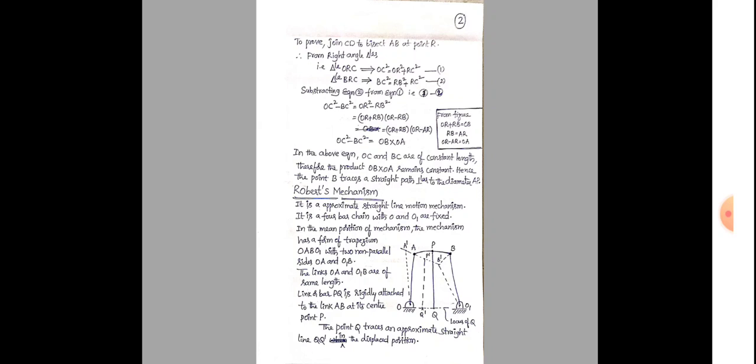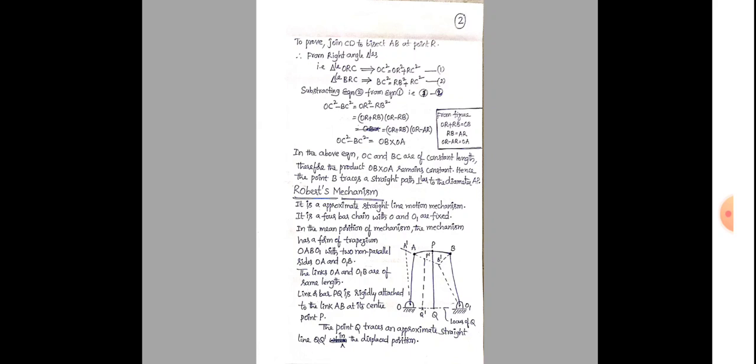Now OR square minus RB square is in the form of A square minus B square. So what is A square minus B square? A plus B into A minus B. Here A is OR, B is RB. So A plus B means OR plus RB and A minus B means OR minus RB. Now further, that is equal to keeping the first one the same, OR plus RB into OR minus RB, which is also equal to AR.